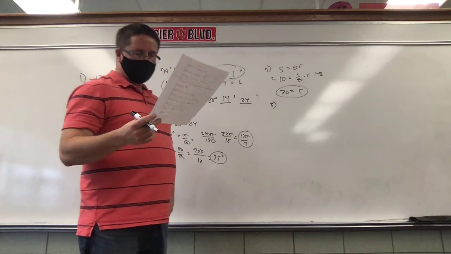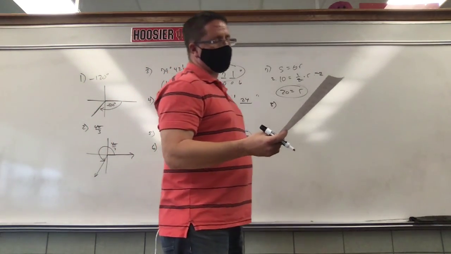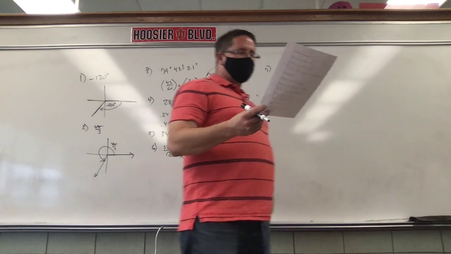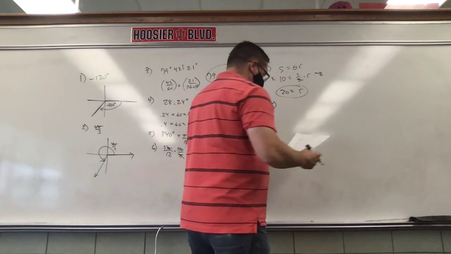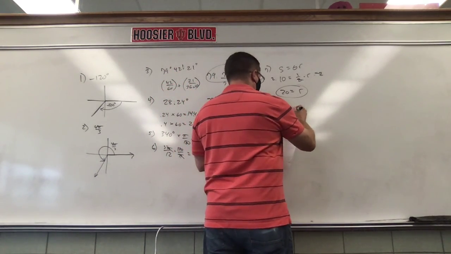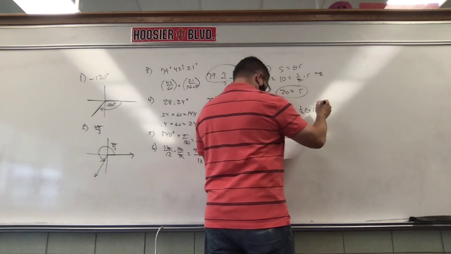Okay, I'm going to give you the sector area. Remember, if in case you forgot, arc length is the pizza crust. Sector area is how big of a slice it is. Okay, so we have A equals 1/2 theta R squared.